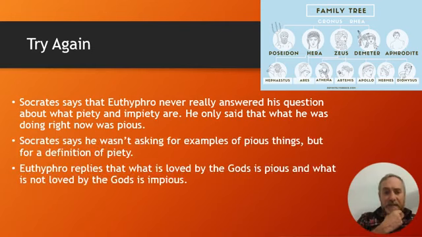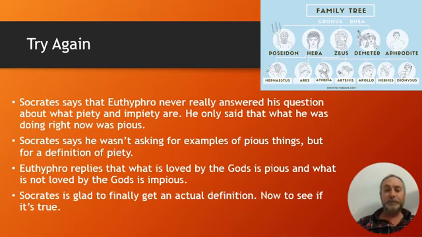So Euthyphro replies, okay, let's try again. He says, what is loved by the gods is pious, and what is not loved by the gods is impious. Socrates says, okay, well, that sounds like an attempt at a definition. That's great. We're on the right track. Now, the question is, is it true?